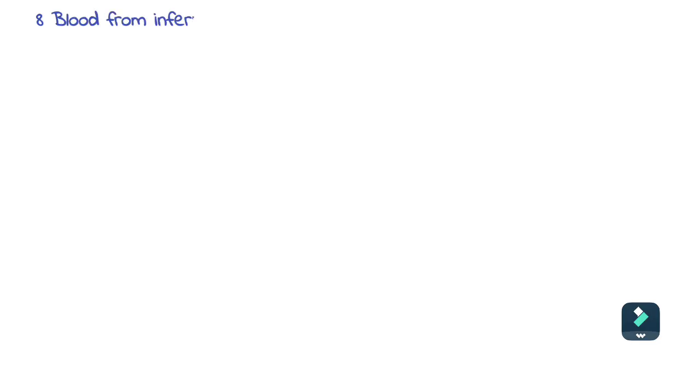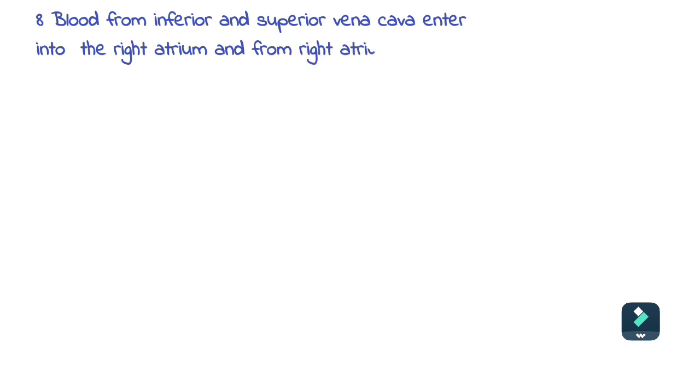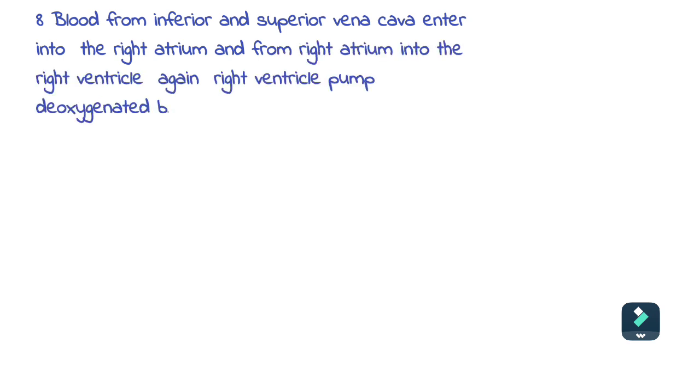Blood from inferior and superior vena cava enter into the right atrium, and from right atrium into the right ventricle. Again, the right ventricle pumps deoxygenated blood into the lungs for oxygenation.